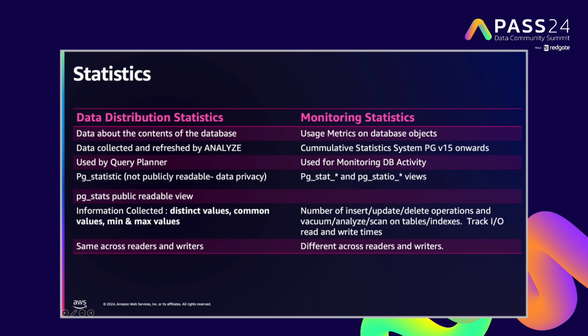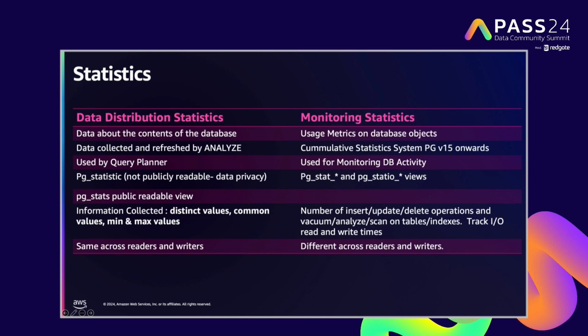Postgres has a cost-based query planner, so these statistics are very important to make sure that the queries are performing at their peak, and that they are referring to the latest and right statistics.